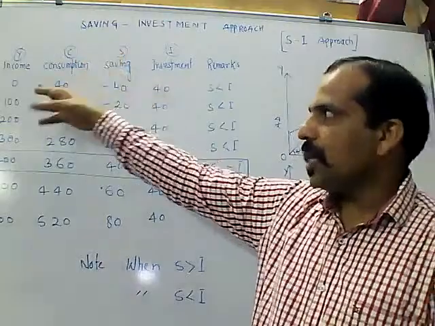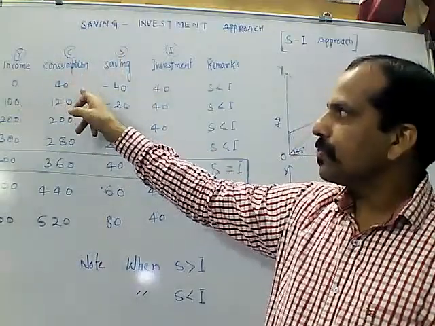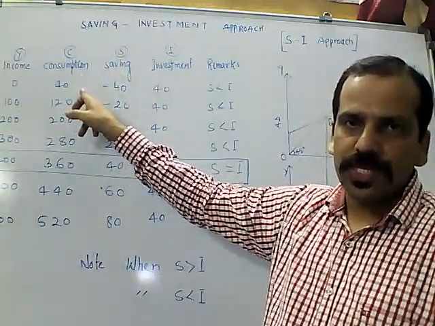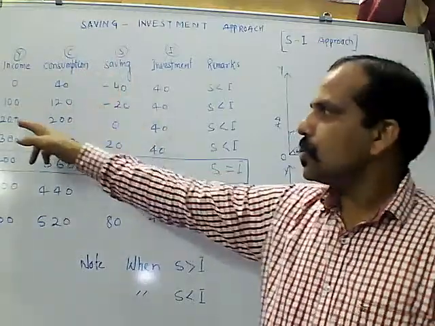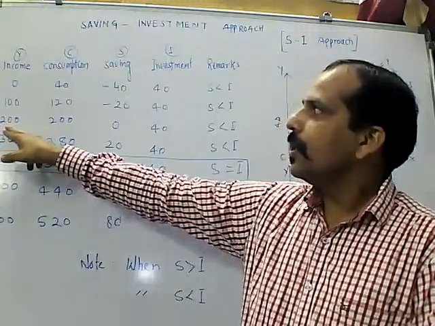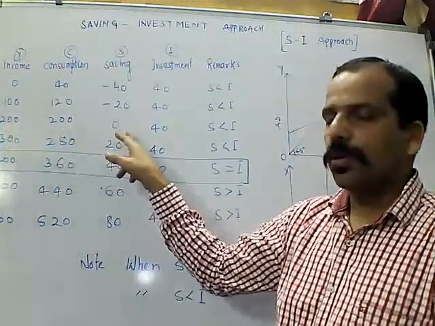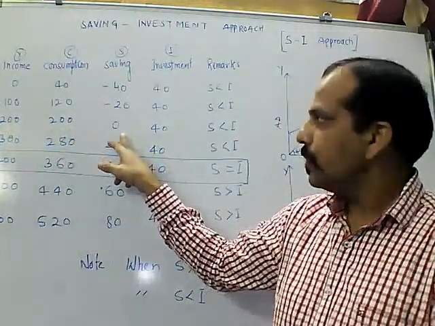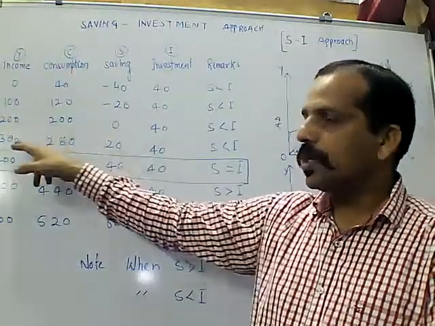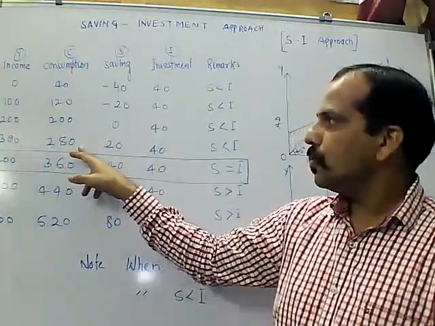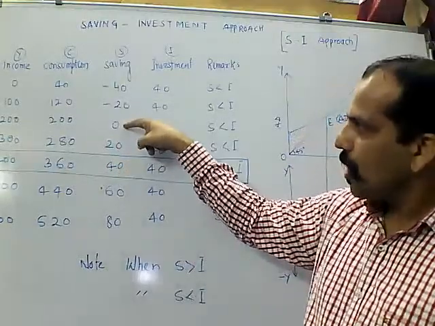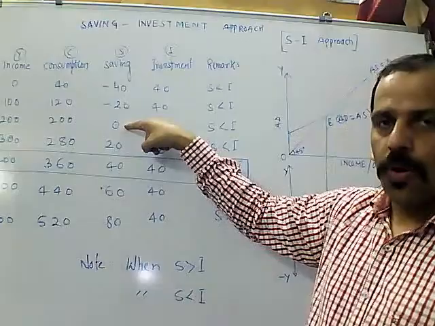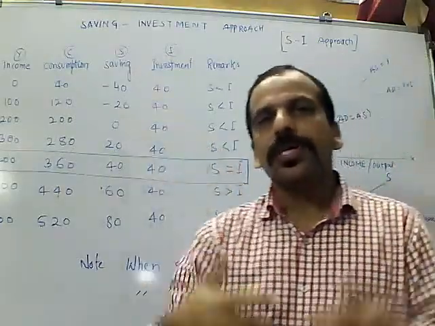Now consumption, as you know, when income is 0, consumption can't be 0, there is minimum consumption. So 40, then 120, 200. So at this point, income is equal to consumption, so automatically saving will be 0. Income 300, then consumption 280, so the saving is rupees 20. So beyond O onward, saving starts.